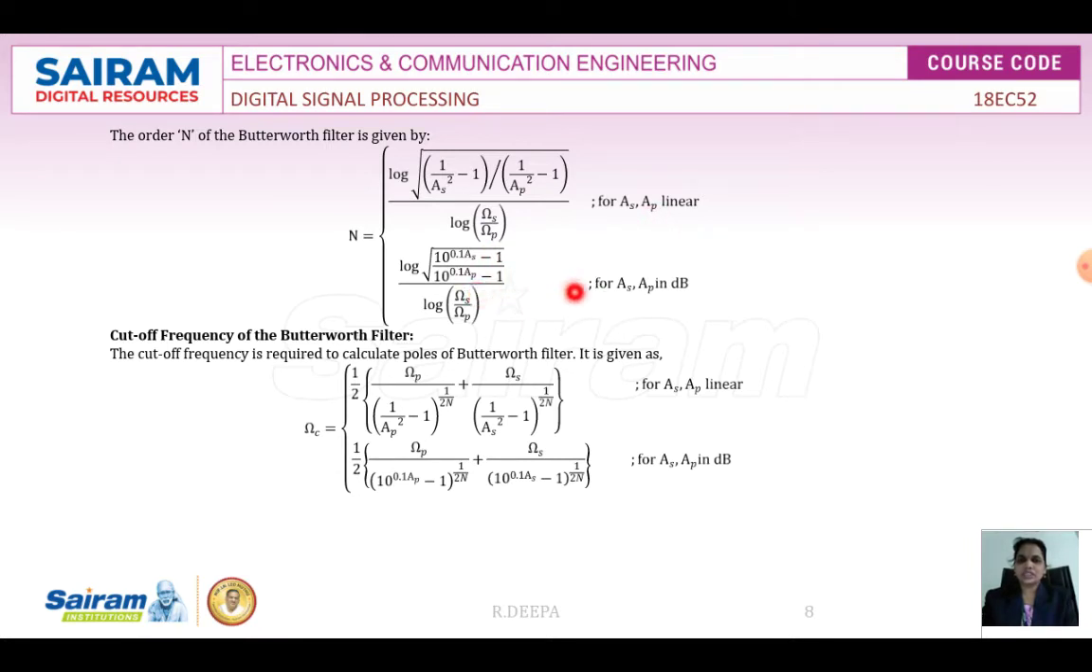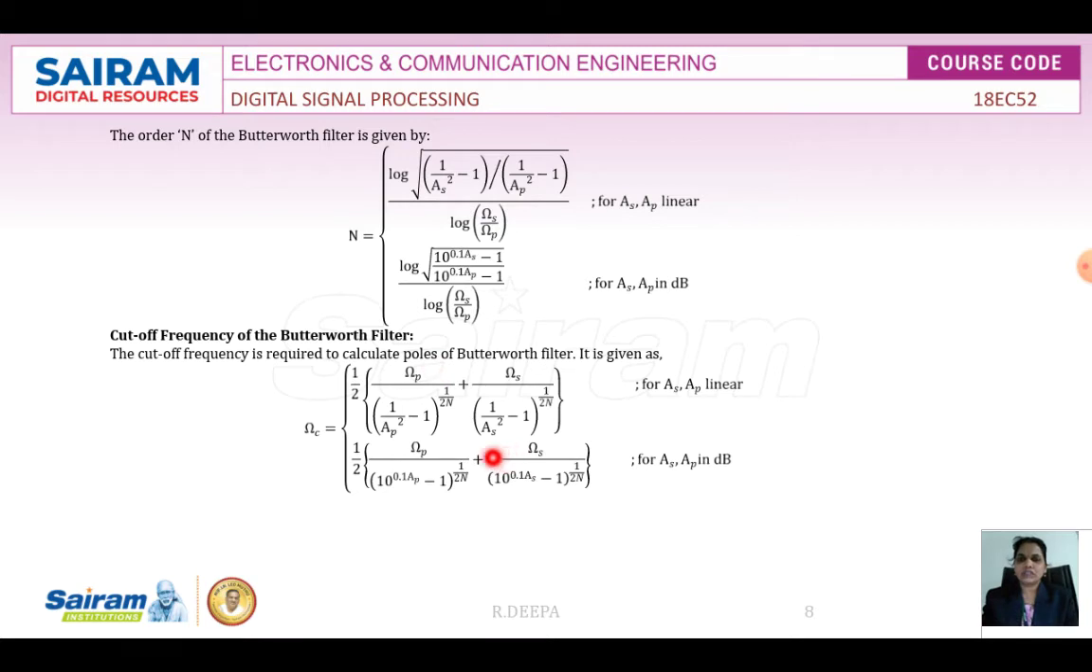And if AP and AS are given in dB, we have the formula for n as log of root of (10 power of 0.1 AS minus 1) divided by (10 power of 0.1 AP minus 1), whole divided by 2 log of omega P by omega S. So I can use both formulas: if AP and AS are given in linear form, you have to use the above equation; if it is represented in dB, you can make use of this equation. And mostly for all of the filters, they will give AP and AS in terms of dB alone, so you can make use of this particular formula.